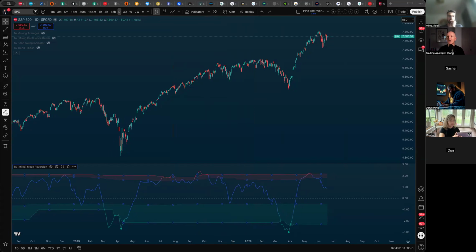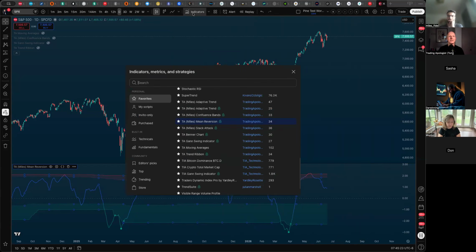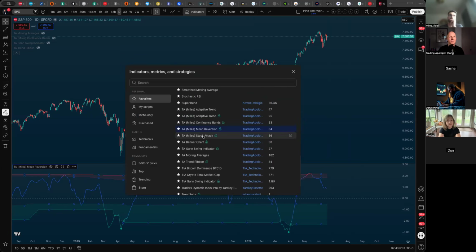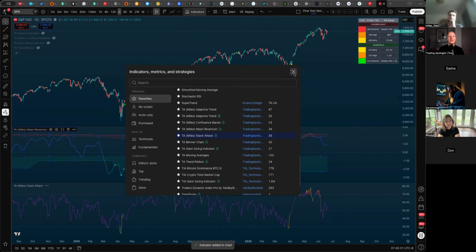Okay, so I totally skipped over Stack Attack. That was supposed to be before mean reversion, but we'll go back to Stack Attack, and then we'll go over to the Confluence Bands next. So let's add Stack Attack. And where are we? Too many added to the favorites.